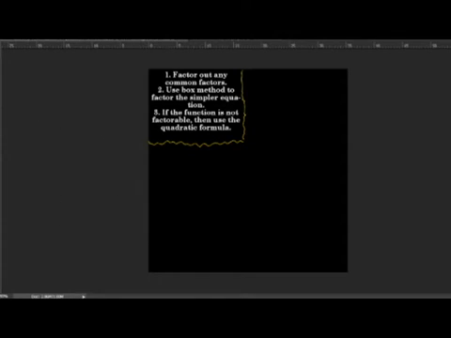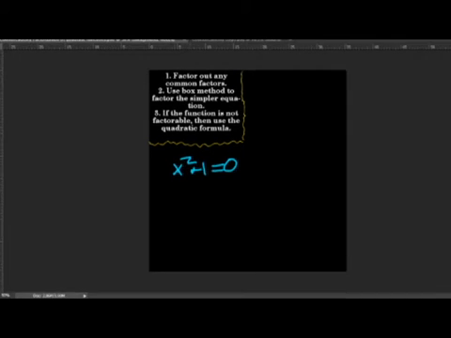Okay, we're going to do x squared plus 1 equals 0. Now, let's go through our steps. So we're going to try to factor out any common factors. Is there any common factors? Well, there's one, but we can't do anything to it. So now we're going to use the second step. But before we even do that, we should ask ourselves, is this even factorable? No. So when we can't factor the quadratic equation, we use the quadratic formula.